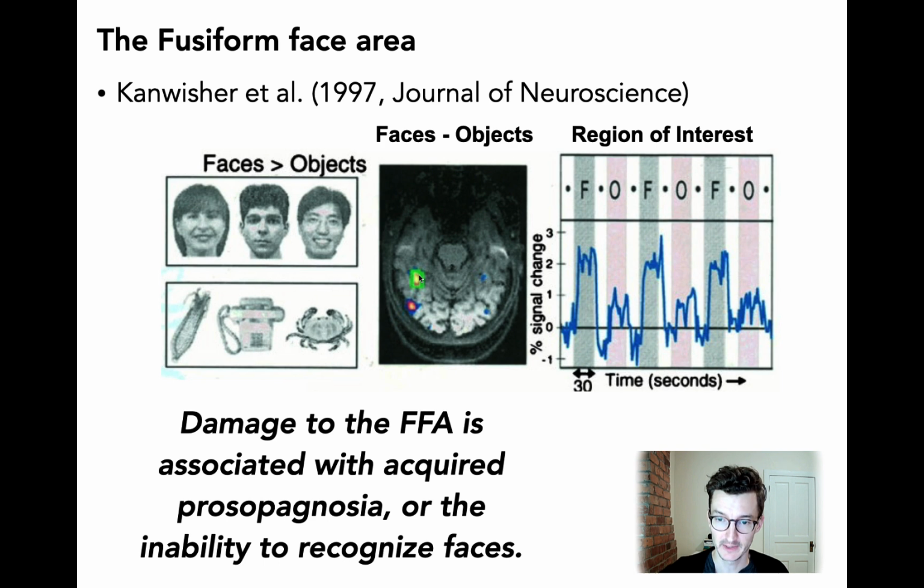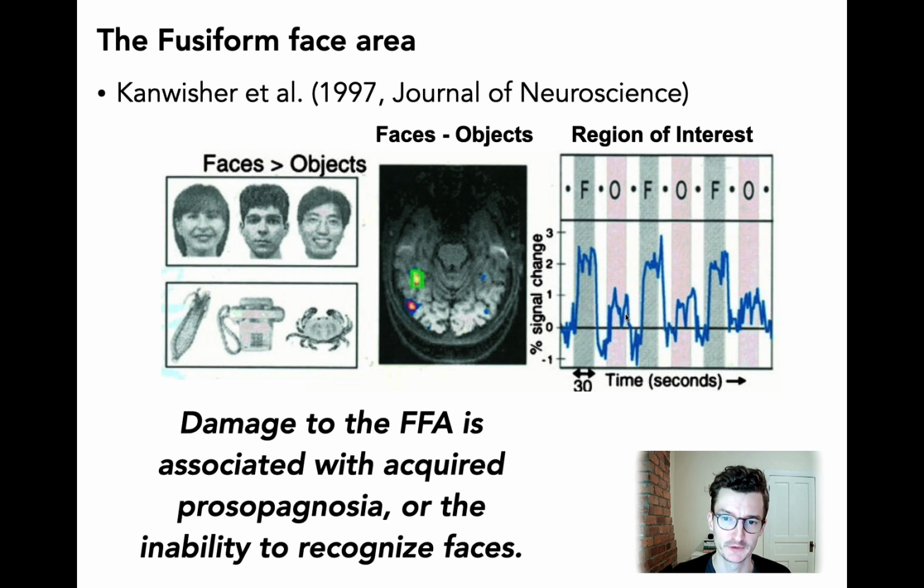If you zero in on that brain area and have participants look at faces versus random objects, you see that when they're looking at faces, the fMRI signal increases, and when they're looking at objects, the fMRI signal decreases. So this brain area seems to be associated with face perception.